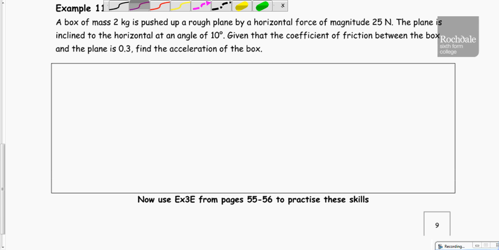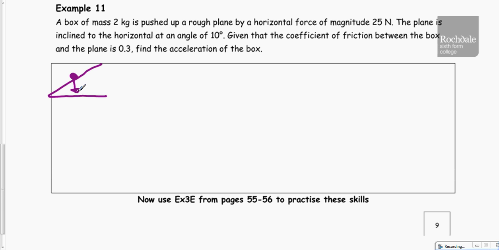M1 Dynamics example 11. It would be worth pausing this example and having a go yourself first if you've already had a look at example 10 because it's very similar. We've got a box of mass 2 kilograms which is being pushed up a rough plane. So imagine this is our box, 2 kilograms.